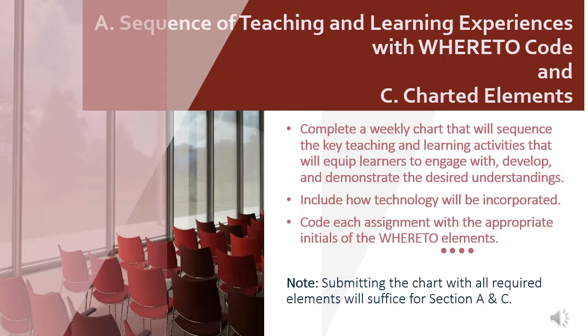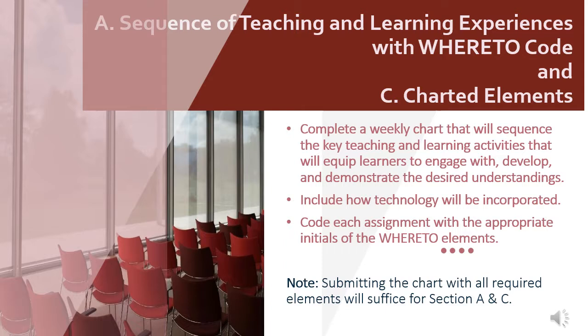At the beginning of Stage 3, in Section A, you are asked to sequence the key teaching and learning activities, including how technology will be incorporated, to equip learners to engage with, develop, and demonstrate the desired understandings. You will also need to code each assignment with the appropriate initials of the where-to elements. In Section C, Charted Elements, you are to complete the weekly chart that designates the learning experience sequence by day and link directly to the where-to codes.